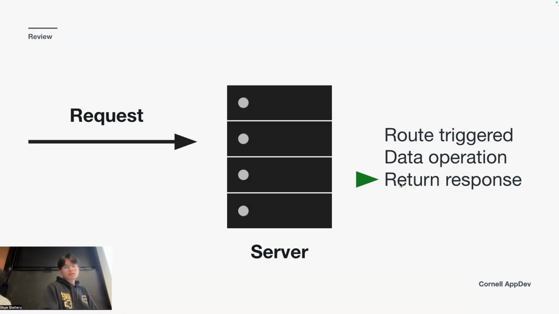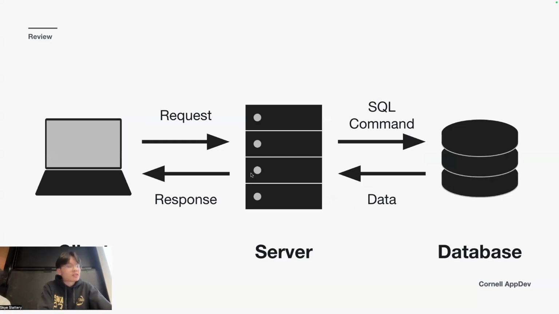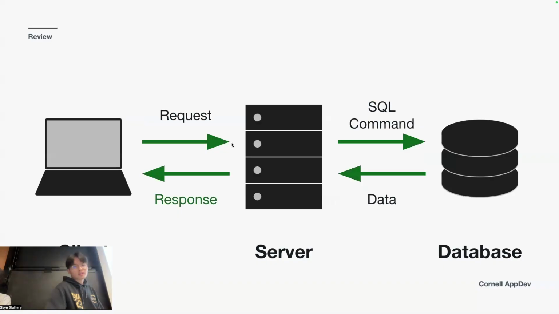And then it will return a response. After the data comes back, the server will package it into a JSON object and send it back to the client as a response. So that's basically what we've been learning so far. The whole diagram looks like this. We add another thing, which is a database. That's why we're using SQL. It's just the language to connect the server and database. To go through it again: request, SQL command, data, and then response.